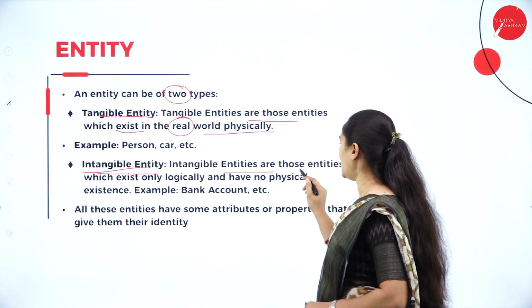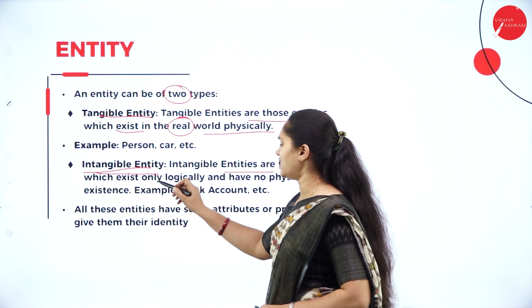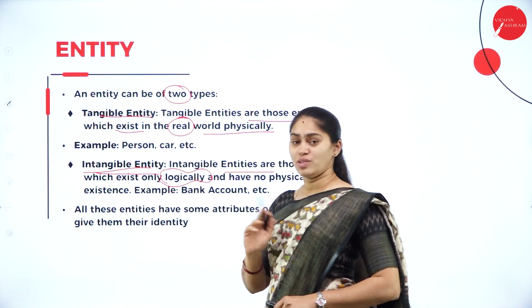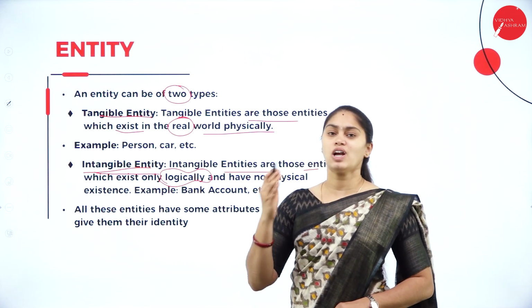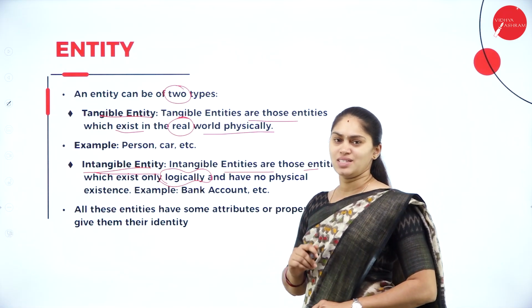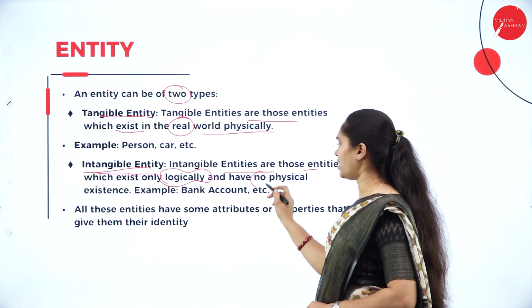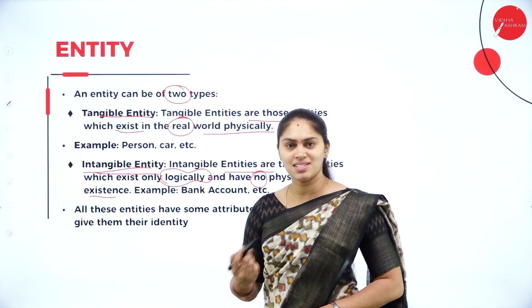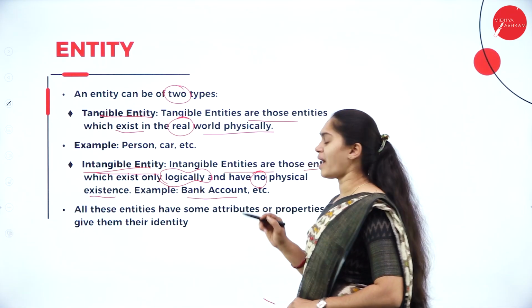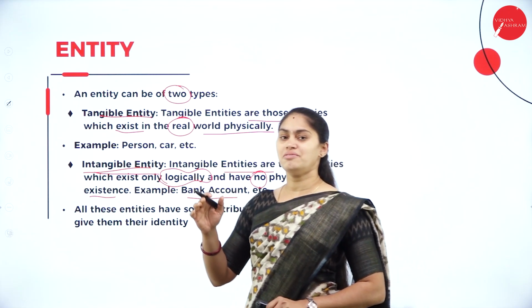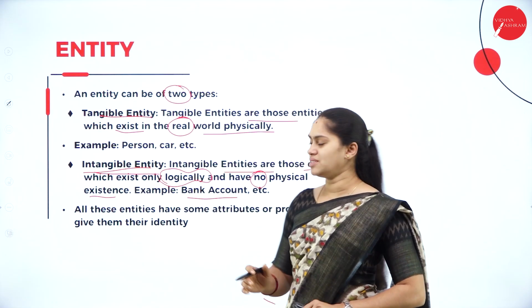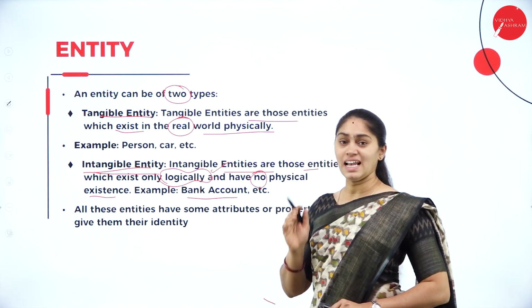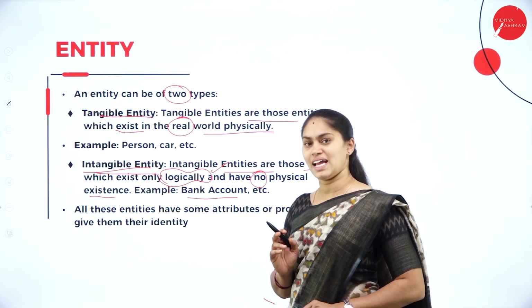Intangible entities are those entities which exist only logically. They are not physically present, but they are present in a conceptual or logical manner, with no physical existence. You can take the railway reservation system or a bank account. None of these physically exist; they have logical or conceptual existence.